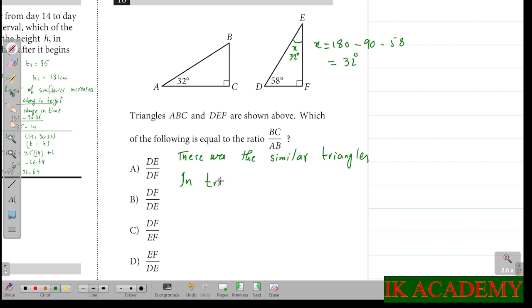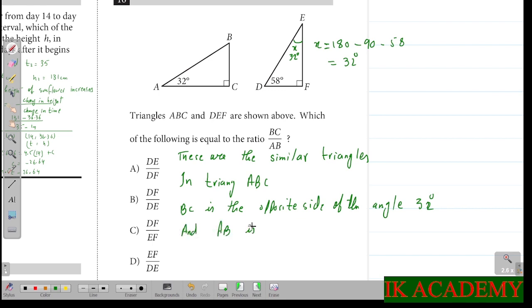In triangle ABC, BC is the opposite side of the 32 degree angle, and AB is the hypotenuse. So by comparing this triangle with DEF, we can find the opposite side of 32 degrees, which is equal to DF.